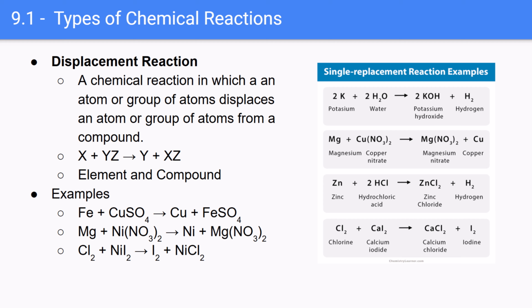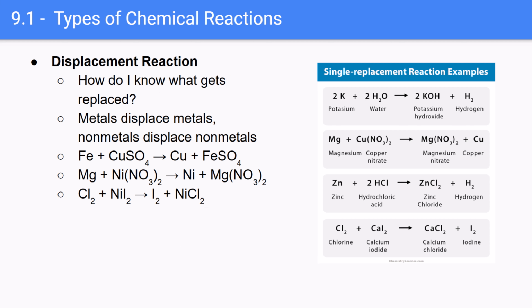So you can see here there's a variety of different ways that we can have exchange of chemicals. But the big thing to keep in mind here is that it is more than likely going to be just an element plus a compound, and we get an element and compound as a product. One of the elements has essentially switched places with what you find in the compound.